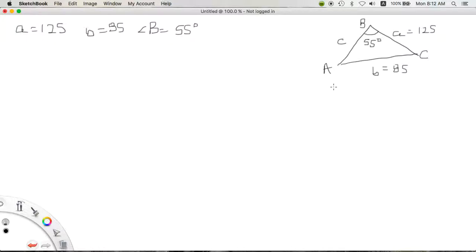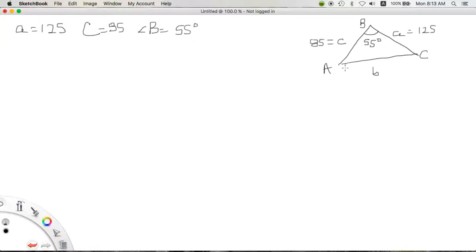So this is... did I line that up right? A, B, C. Oh, sorry. I wondered why that wasn't working right. This is C. Sorry. All right. There we go.